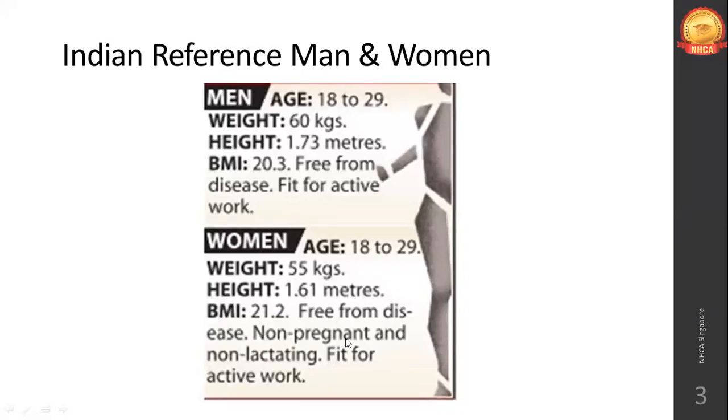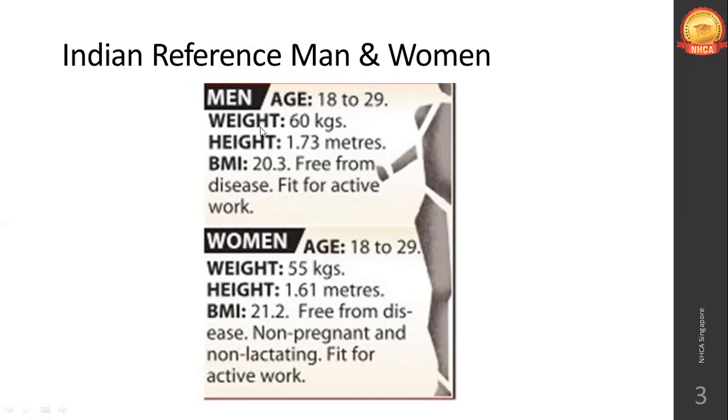Again, when it comes to the age group, for men and women it's the same. The majority of the Indian population right now is between the age group of 18 to 29. We are a young country. We still are a young country. So that's the reason why the majority of the population lies in this particular age pyramid.